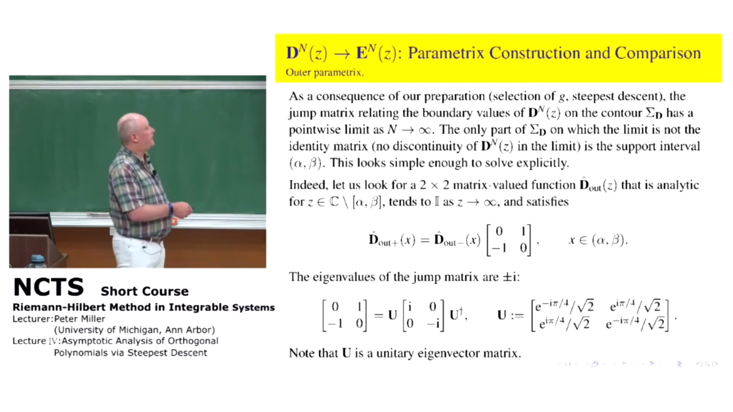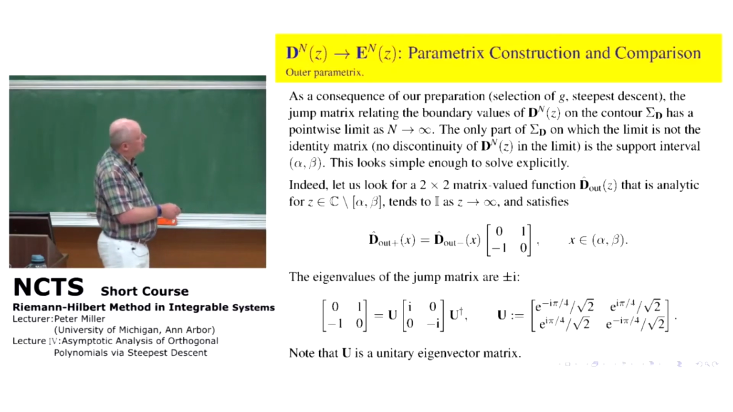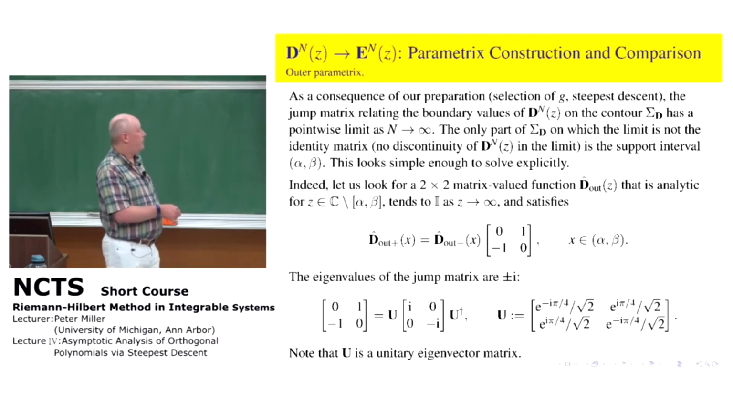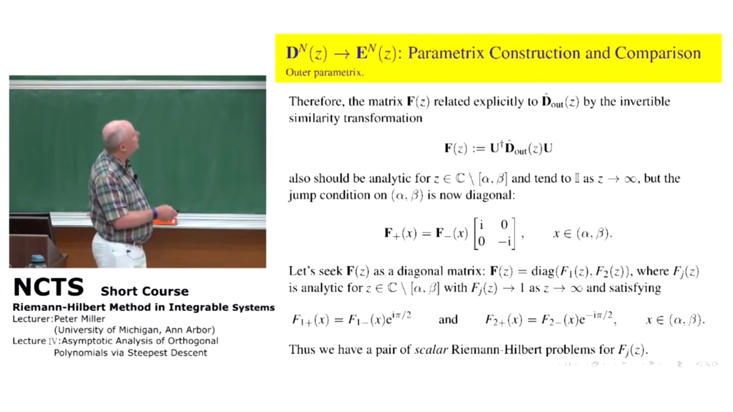Well, so how do we solve this? This is a constant matrix, okay? So we could diagonalize it. In fact, the eigenvalues of this matrix are just plus or minus I. And so here's a way to diagonalize the matrix using a unitary matrix U. This is its inverse or Hermitian conjugate, and this is the matrix U, okay? So we've diagonalized now this jump, so we could try to diagonalize this D out as well and solve some diagonal problems. So let's see how that works.